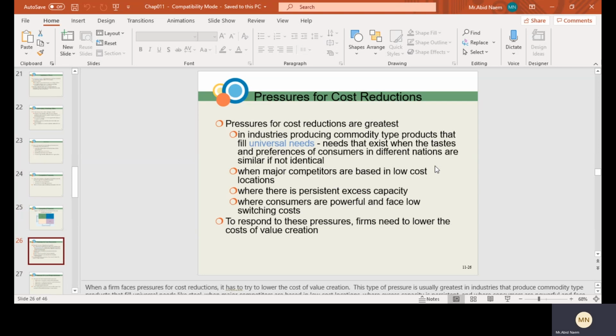Now, let's try to understand this. Pressures for cost reductions are great in industries producing commodity-type products that fulfill universal needs. Universal needs are borderless, genderless, ethnicity-less, culture-less. These are the universal needs which every human being has to satisfy. According to Maslow's need hierarchy, these include physiological needs. That exists when the tastes and preferences of consumers in different nations are similar, if not identical. When major competitors are based in low-cost locations where there is persistent excess capacity, or when consumers are powerful and face low switching costs, you have to respond to these pressures by lowering the cost of value creation, that is, the manufacturing cost of your products and services for final consumers.